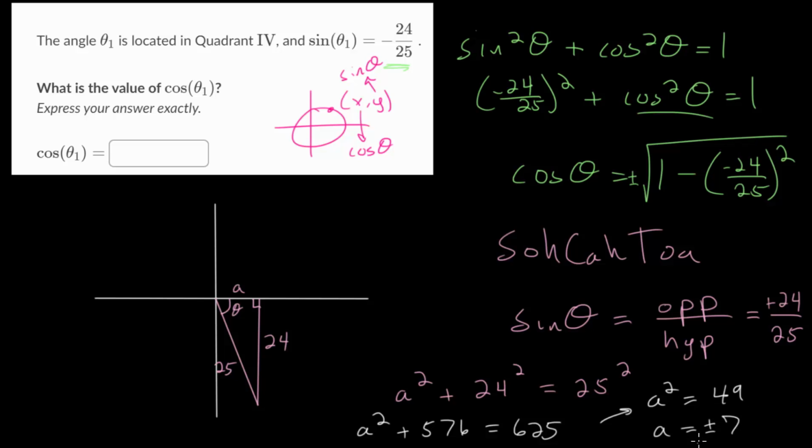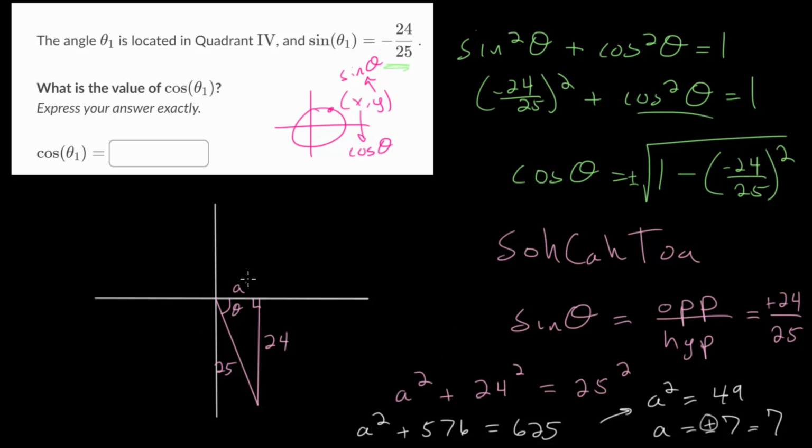And since we're in the fourth quadrant, we know that this a value is in the positive direction. In this case, the plus or minus isn't referring to the physical length of this, since that is always positive. You can think of it as referring to the direction. If it was drawn over here, then it's in the negative direction, 7 units. But we know that the a value must be positive. So in this case, a is equal to 7.